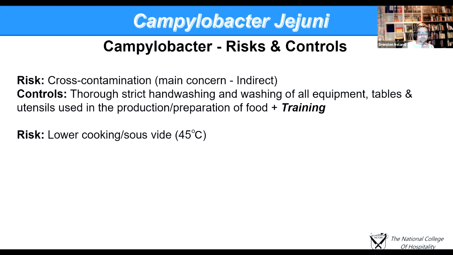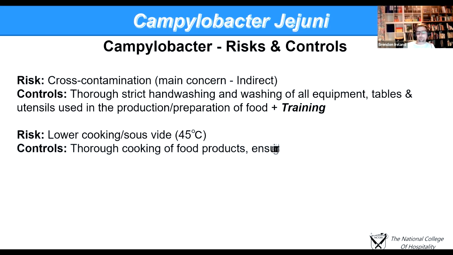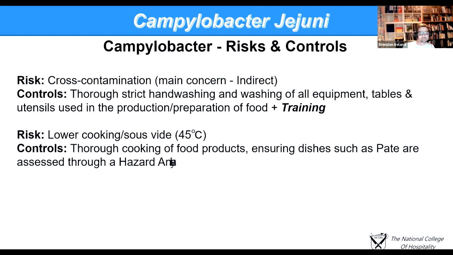One of the big ones, especially for me at the moment, is lower cooking and sous vide cooking. Obviously, this bacteria has essentially a tolerance of up to 45 degrees Celsius. I have got a little recipe later on that identifies that some of the recipes circling around the chefs' groups are quite concerning for bacteria such as this. So the controls: thorough cooking of food products, ensuring dishes such as pate are cooked, especially when doing a hazard analysis. So essentially looking at Campylobacter and saying what is the hazard, how do we control it, and as long as you are going above this 45, which is tolerable, then you are limiting the Campylobacter.